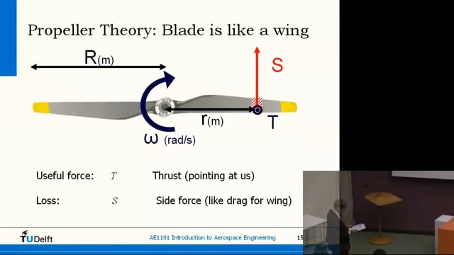And if you look at the useful force, here are the two forces that we want basically. The lift force is of course the force that is perpendicular to this plane. This is the one that generates the thrust. And the drag we call basically the side force. But in the end it is similar to a wing. The lift and drag, but we call it thrust and side force.